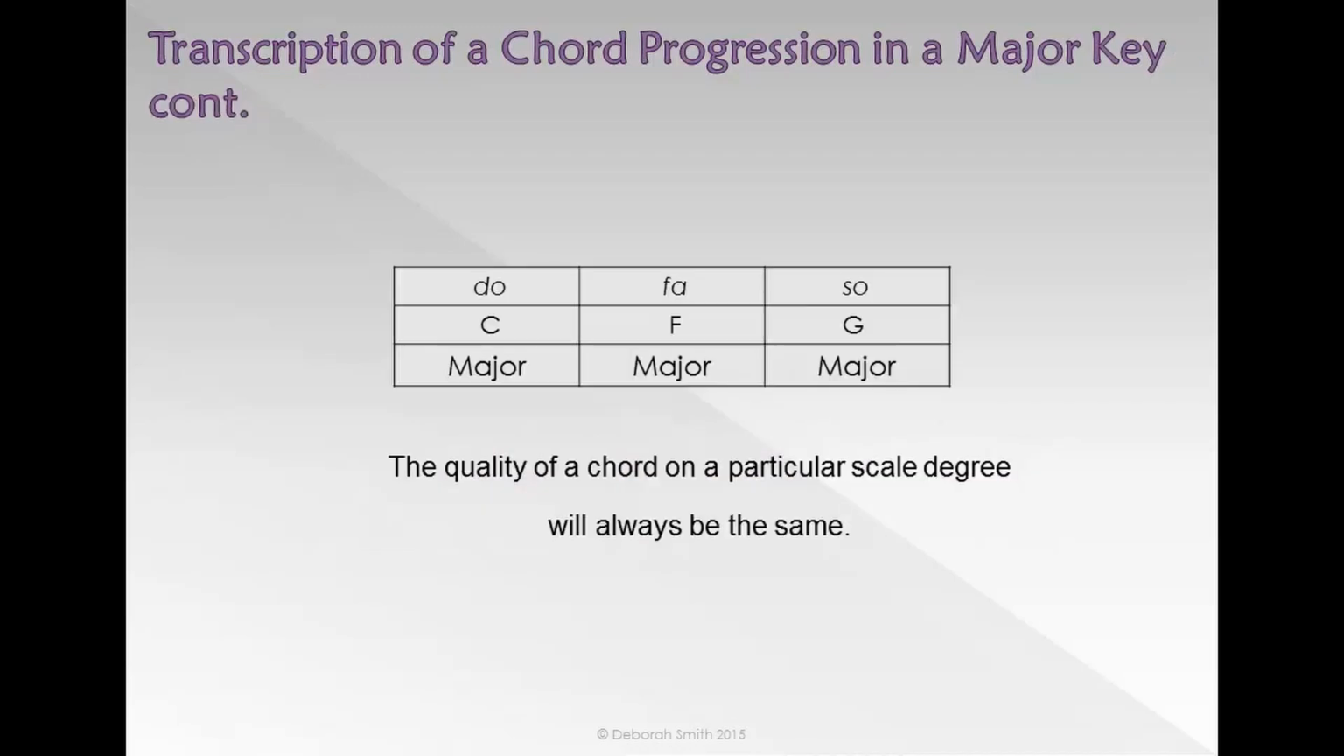Something to remember. The quality of a chord on a particular scale degree will always be the same. For example, the chord built on Do in a major scale will always be major. The same goes for the chord built on Fa and the chord built on So. In a major key, these will always be major.